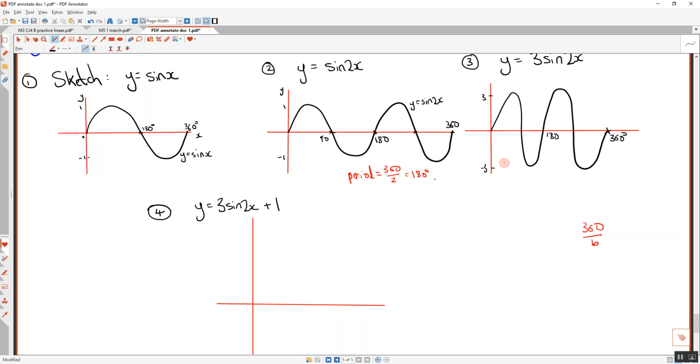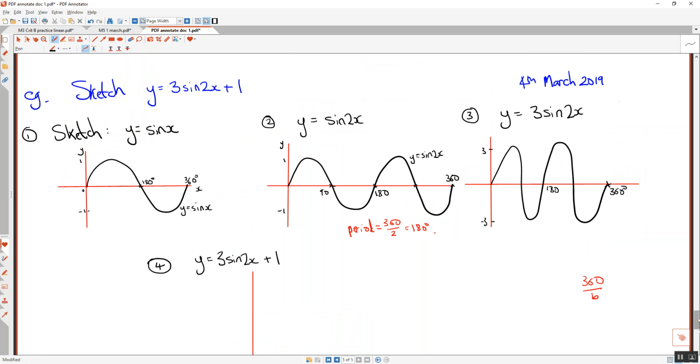You said -1. What is the amplitude of this one? 3. Good. Remember the number in front is amplitude. The period is still 180. Right. Good. Now to go on to the last one.